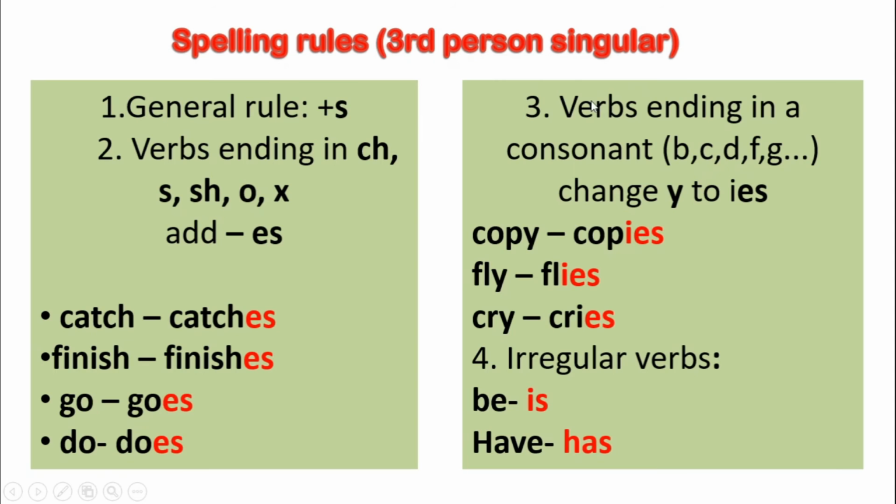3. Verbs ending in a consonant plus y change y to ies. For example, copy, copies. Fly, flies. Cry, cries. And 4. Irregular verbs. Be, is. Have, has.